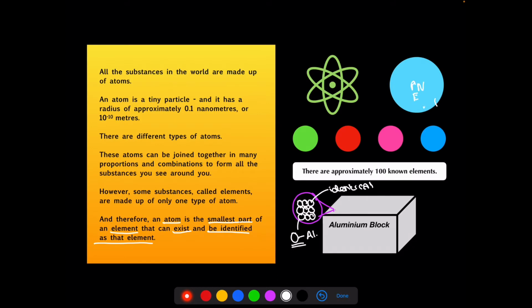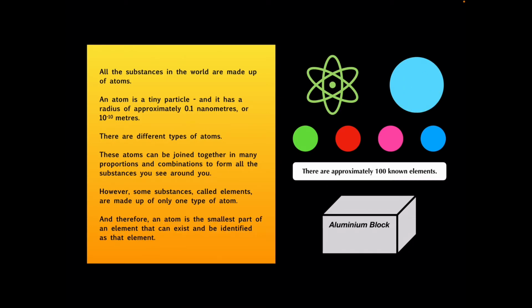Inside you'll see electrons on this corner orbiting the nucleus. That's a very, very different concept that we'll look at in future videos. But if I was just to look at one of these atoms, I would know that it is aluminium, the element that we're referring to.